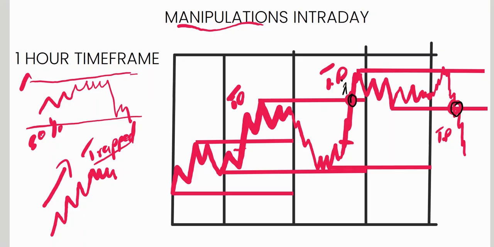Do you know what this means? This means this one is a failed break. It's a failed break. So when you see something like a failed break and now you just got a TD, okay, the next day you know they are most likely gonna go down. I hope you understand what I'm showing you.